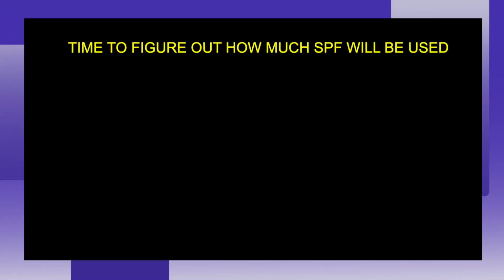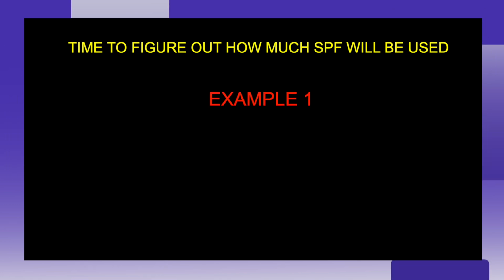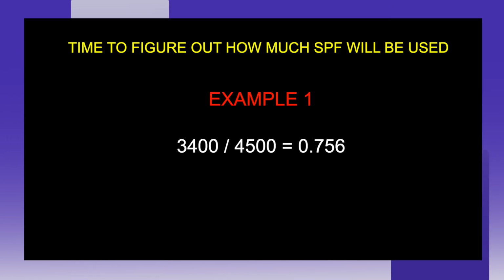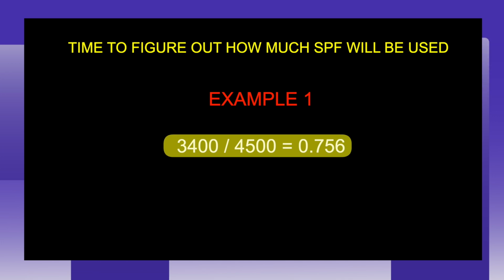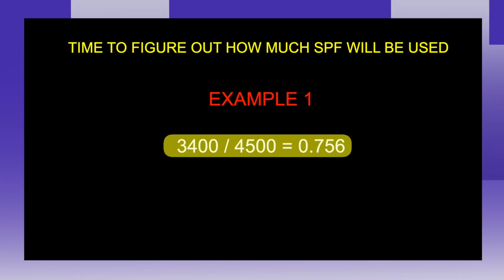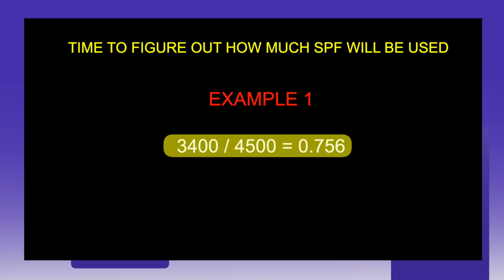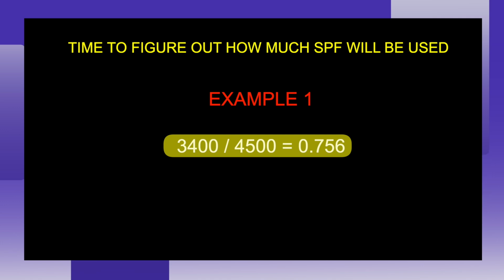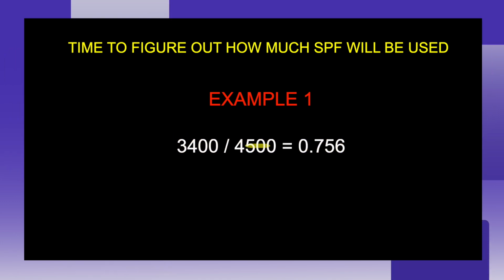Time to figure out how much spray foam will be used. Remember back in example 1, we needed 3,400 board feet of foam. Divide 3,400 board feet of foam by 4,500 board feet, which is the average amount of closed-cell foam in one set. The number you get, 0.756, is the amount of foam to be used, around 3/4 of a set.